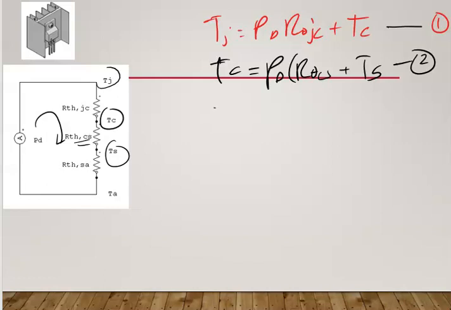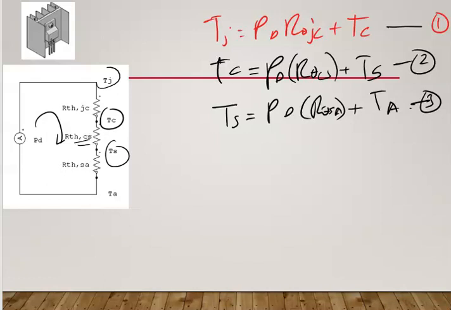Same goes to Ts. At this moment, Ts equals PD times R thermal SA, from heat sink to ambient, plus TA. So this is 3.